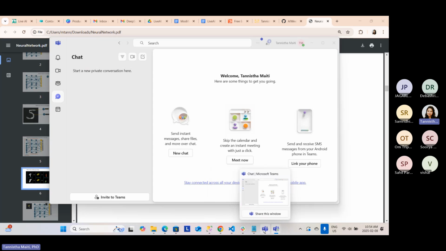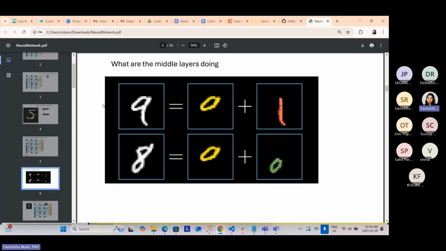So in general visualization terms, we can probably say what is a 9, and how does a neural network find out 9 and 8? So 9, we can think, has a loop and a line, and 8 has two loops, right? So probably that's where the neural network is picking to find the differences, okay?